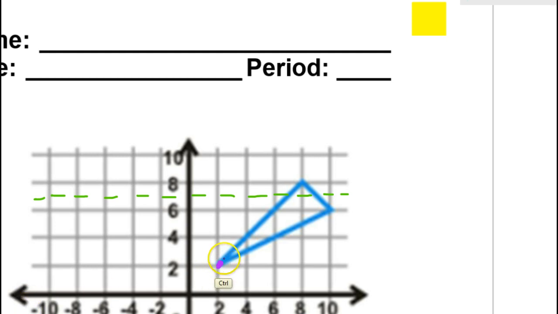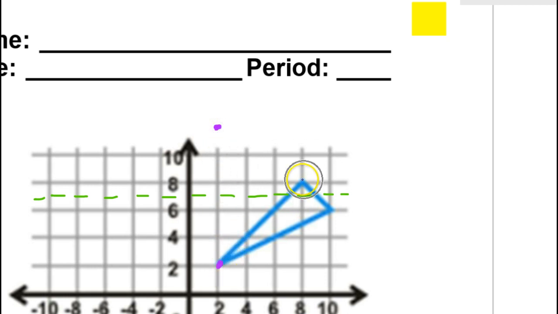Notice that this point is 2.5 units below this line. So I need to go 2.5 units above the line. So there's my half, there's 1. So I need to go up 1 more. So this will be where this point is.